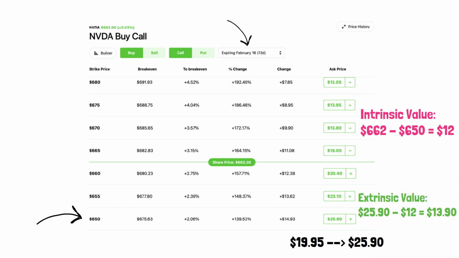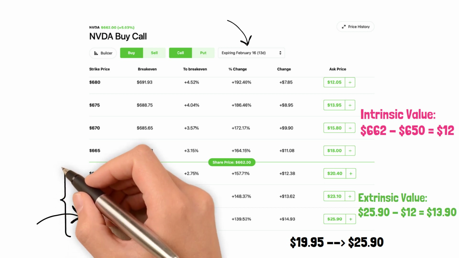You are basically paying extra money for the ability to see what happens with NVIDIA over 2 weeks as opposed to 1 week, because more time allows for a higher chance of larger price swings.